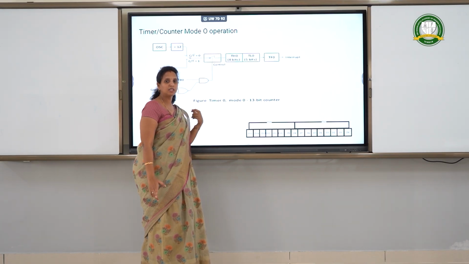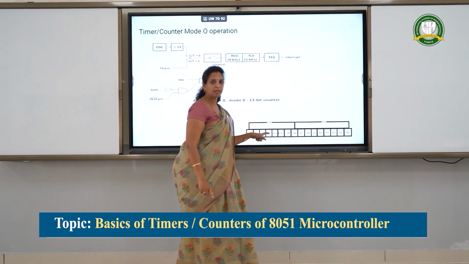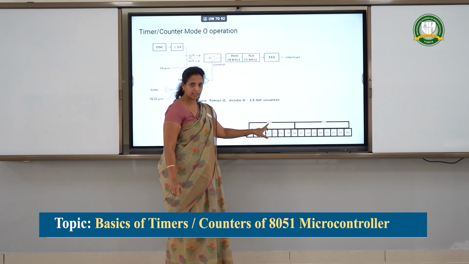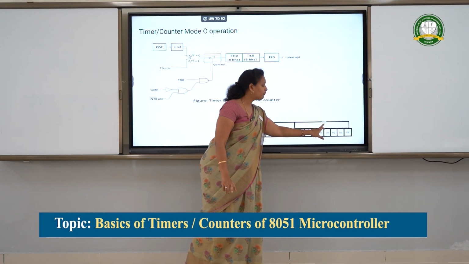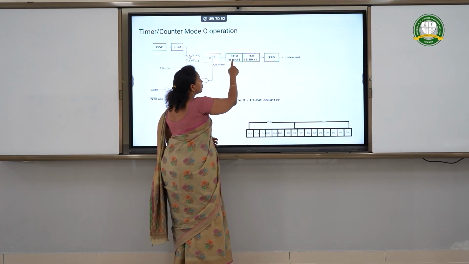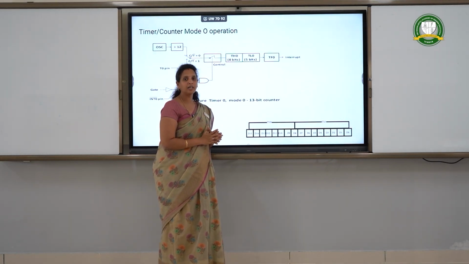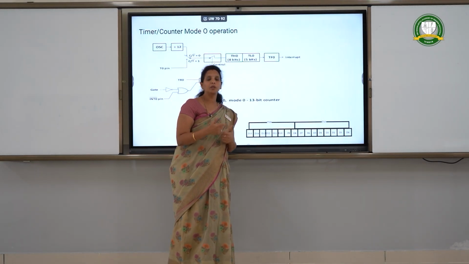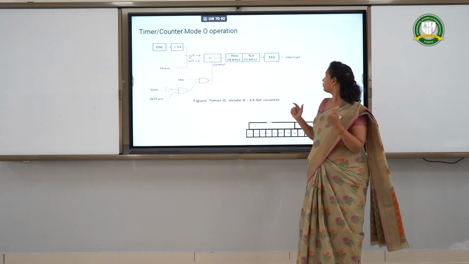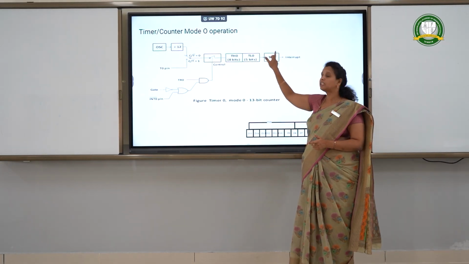Whenever it is working in mode 0, as we know, it is a 13-bit timer mode. So, out of all these 16 bits, only 13 bits will be working. That is, all the 8 bits in TH0 and only 5 bits in TL0. So, together 13 bits will be working, and whenever we start the timer, the value will keep incrementing and the maximum value in this mode will be 1FFFH.